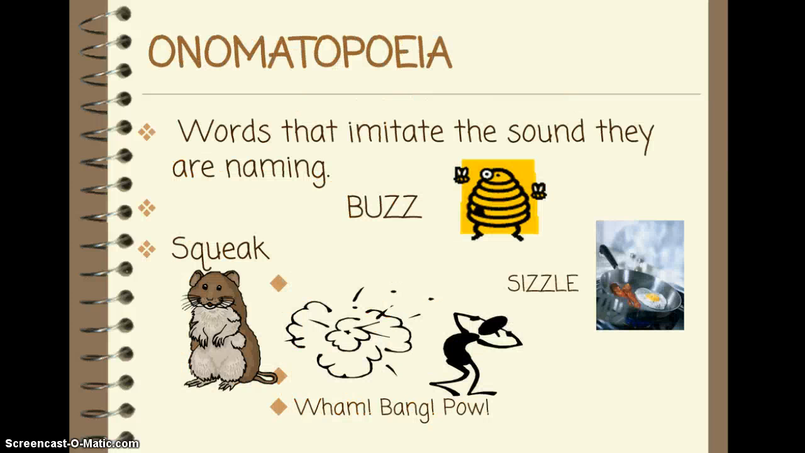Next, we have onomatopoeia, which we mentioned the other day when we were reading Weather. Onomatopoeia is words that imitate the sound they are naming. For example, buzz, sizzle, squeak, wham, bang, pow. These are all examples of onomatopoeia. Hopefully, this is a review. So you have your definition right here, and then all of these are examples. If you want to add any other examples that you can think of, you may go ahead and do so.